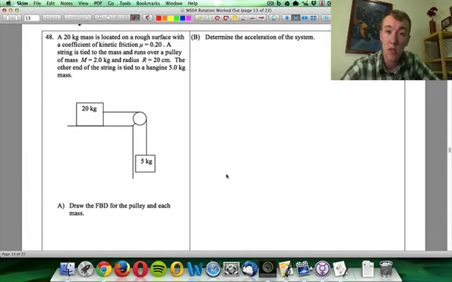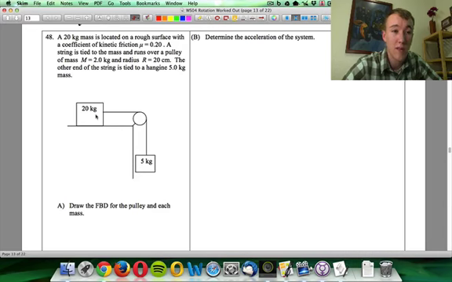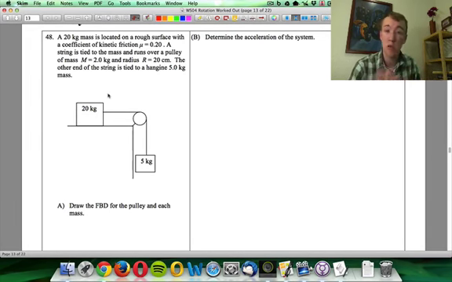This one, we're taking it a little bit further. We did a pulley with 1 mass, then we did a pulley with 2 masses hanging, the Atwood's machine. This one is a pulley on a table. We have a 20 kilogram mass that's located on a rough surface with kinetic friction. We're given that coefficient of friction there. That string is attached to a pulley which has mass, so there's going to be a moment of inertia.